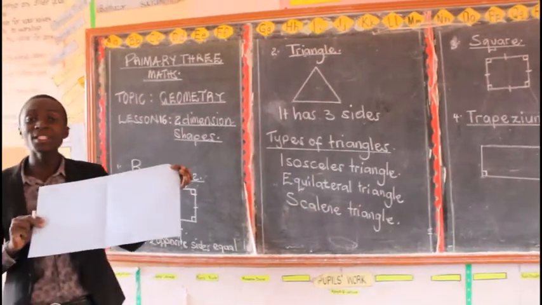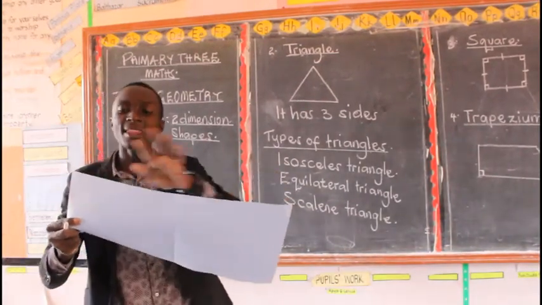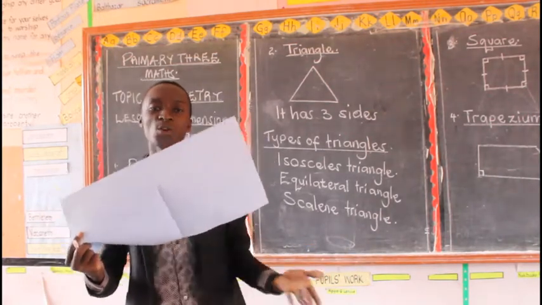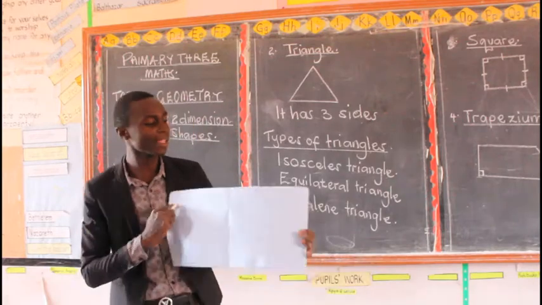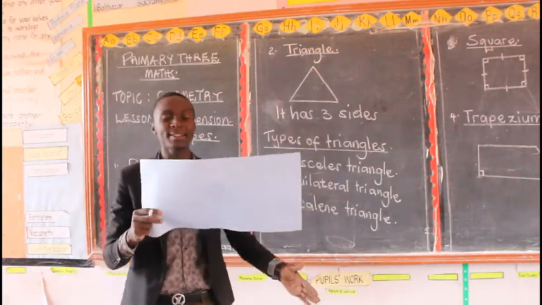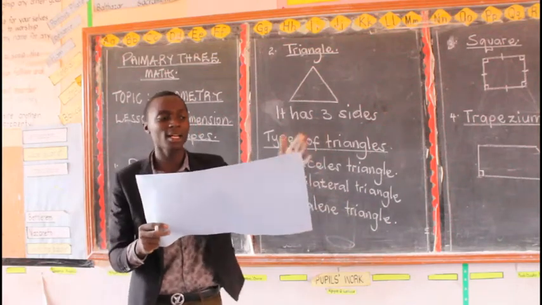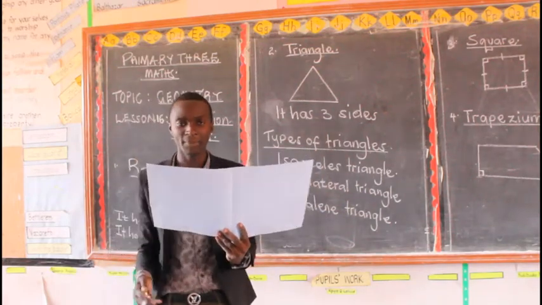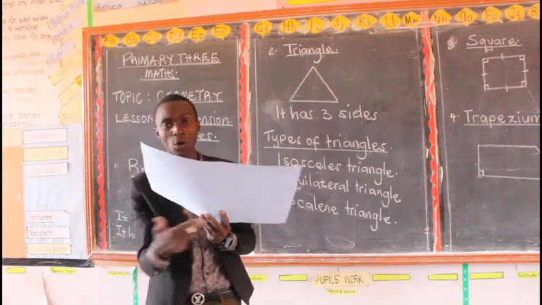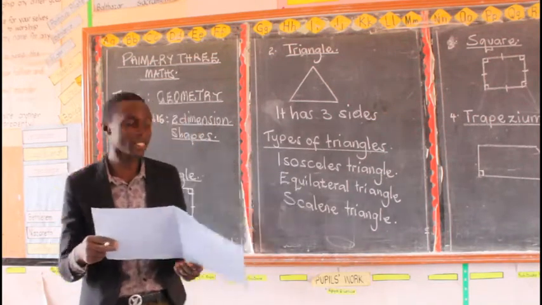It has two opposite sides equal. This side is opposite to this one, which means that this side is equal to this one. These are the two opposite sides equal. The same applies to these sides. This is length, and the same applies to width. This side is also equal to this side, because they are the opposite sides.